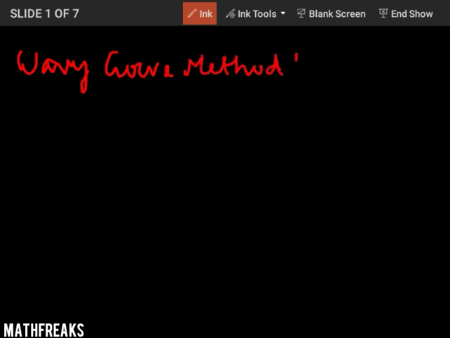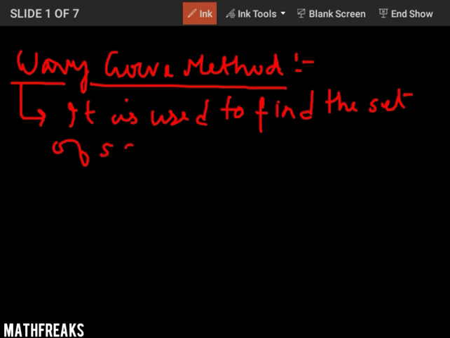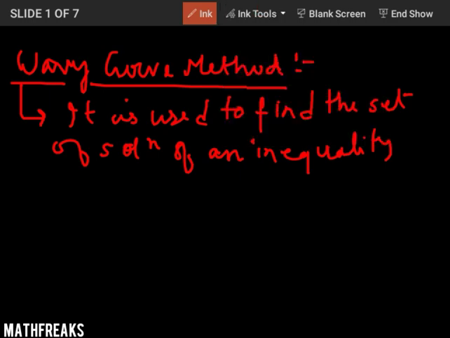So first of all, what is the use of this method? If you wish to write, you can write: it is used to find the set of solution of an inequality. So from this we get to know that this method is used to find the set of solution of an inequality, and this method is used only for inequalities. So let's now see how to use this method.